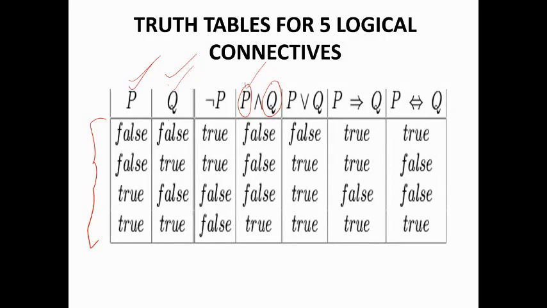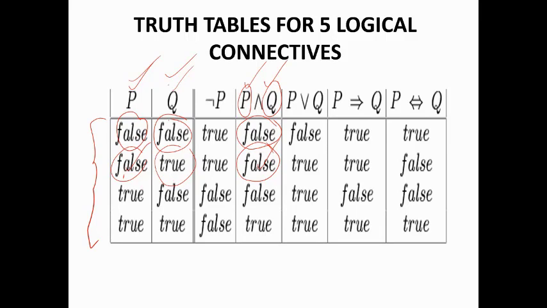So P and Q together, if we combine these two as "and", P and Q. Because P is false and Q is false, P and Q will become false, okay? If P is false and Q is true, then still it will be false, because one of the sentences is false, so it will be false, okay?